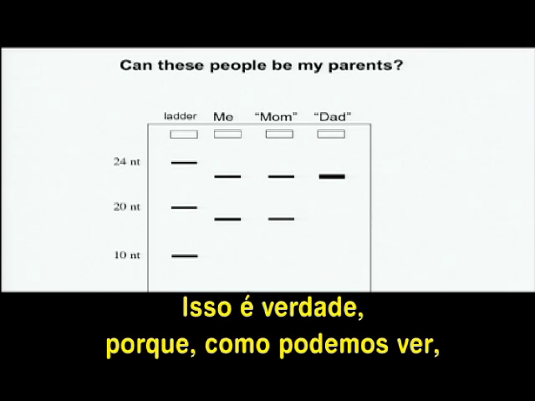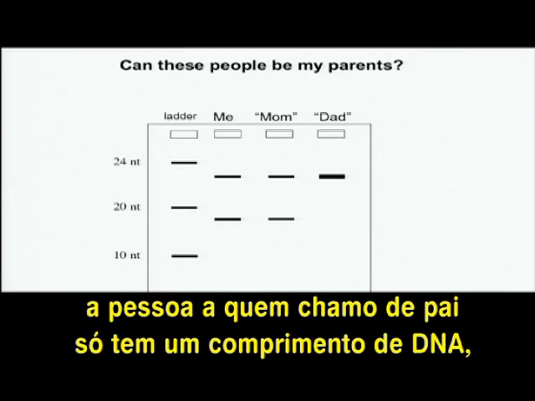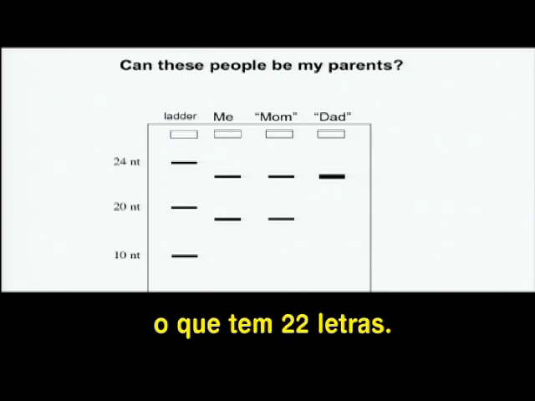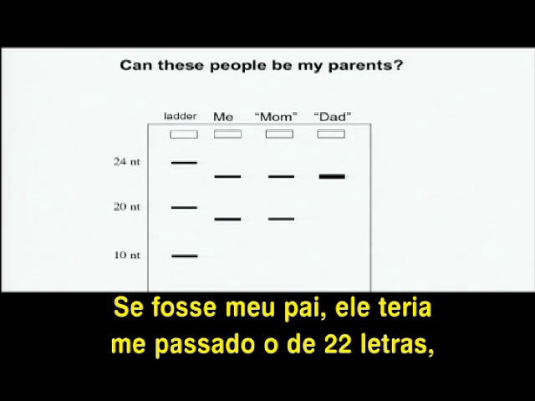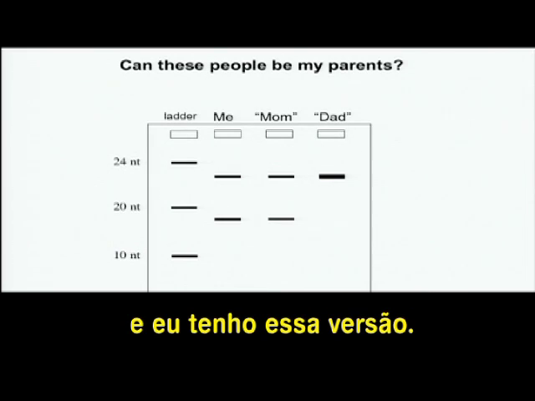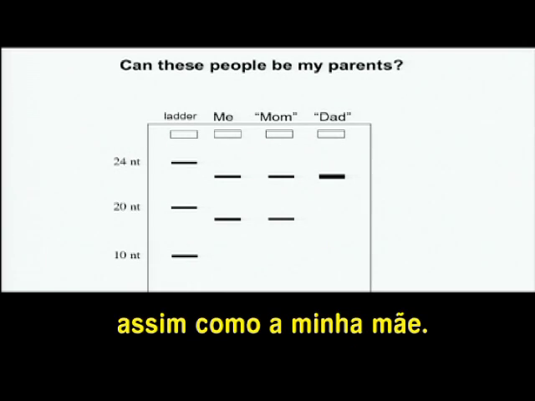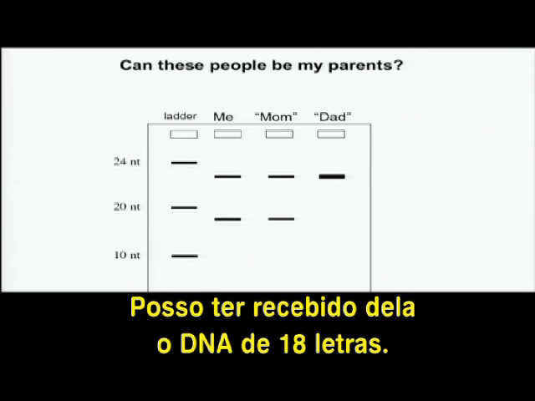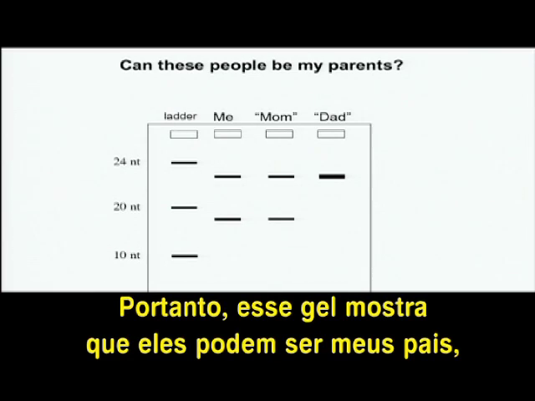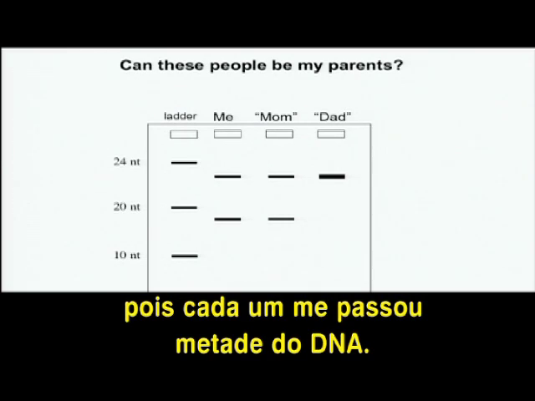The reason that's true is that, as you can see, the person I refer to as dad only has 1 length of DNA, the 22-letter long version. If this were my dad, he would have to give me the 22-letter long version, and I have that version. I also have a version that's 18 letters long, but so does my mother, so I could have gotten the 18-letter long version from my mother. Therefore, this gel is consistent with these people being my parents, i.e. these 2 people each giving me half of their DNA.